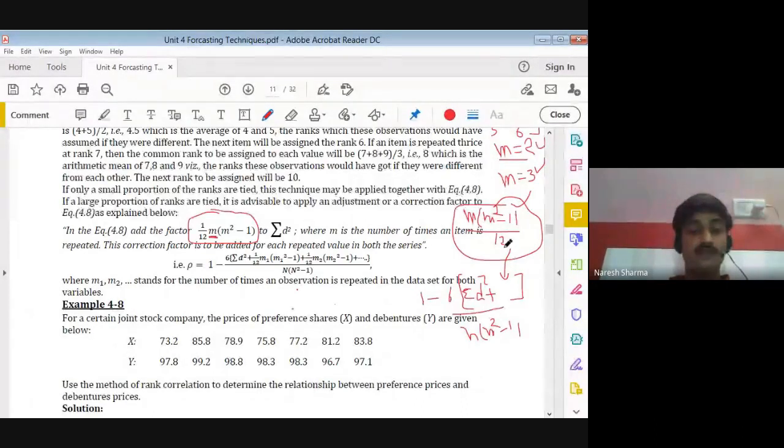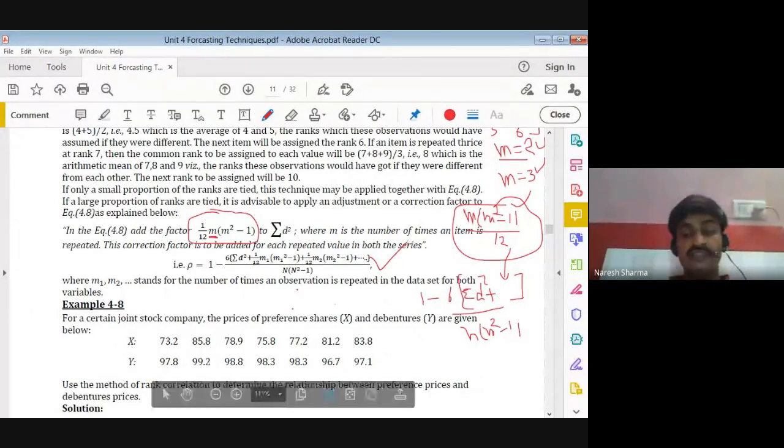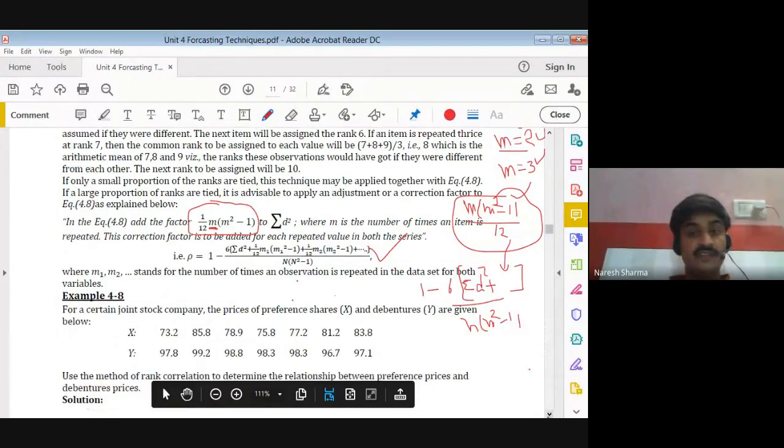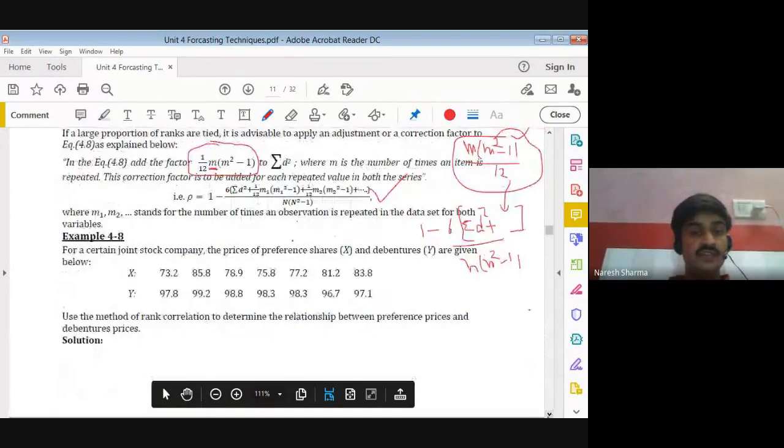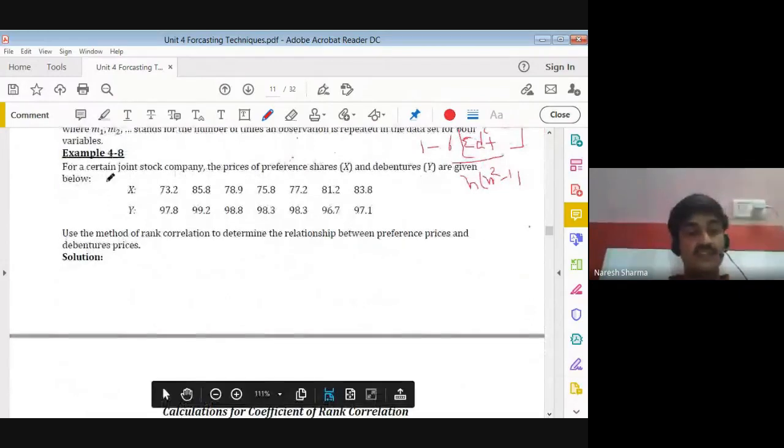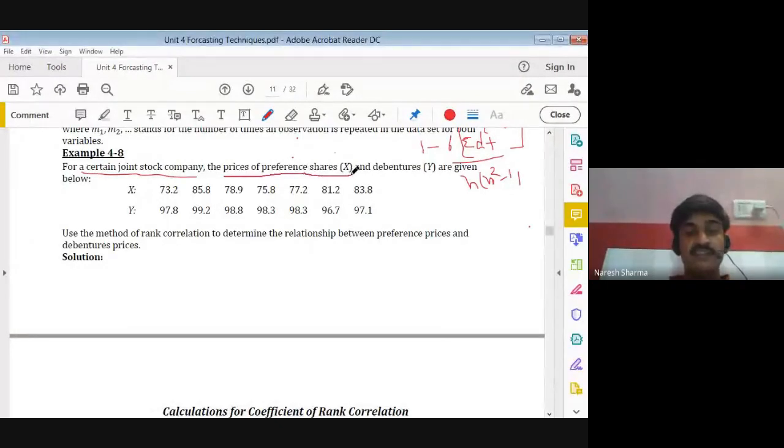So this is your final formula. We may discuss this in an example. So if you see here, for a certain joint stock company, the prices of preference shares and debentures are given below. If you see here, the highest value, we can give it first rank, and the second highest we give second rank.